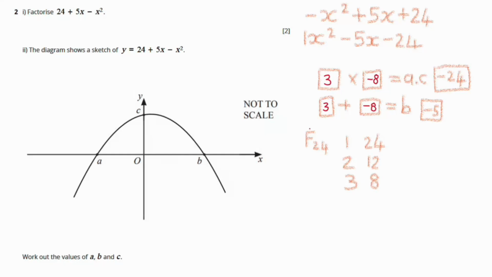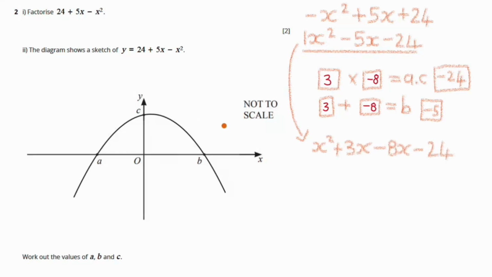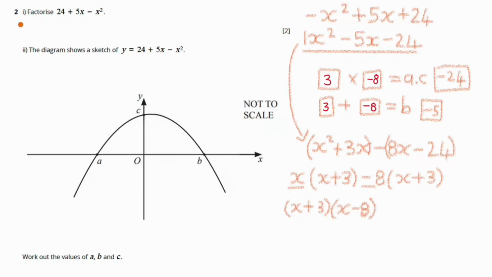So I'm going to split this middle term into positive 3x minus 8x. I'm just going to rewrite it over here. So we have x squared plus 3x minus 8x minus 24. Now I'm going to factorize by grouping. I can group these two terms together and these two terms together. Over here I can take out x. What remains? x plus 3. And over here I can take out negative 8. What remains? x plus 3. Then I take out the x plus 3, that's common. What remains? x minus 8. So here are my factors: x plus 3 and x minus 8.